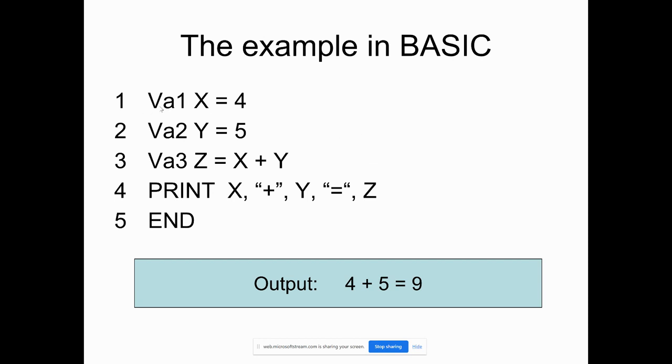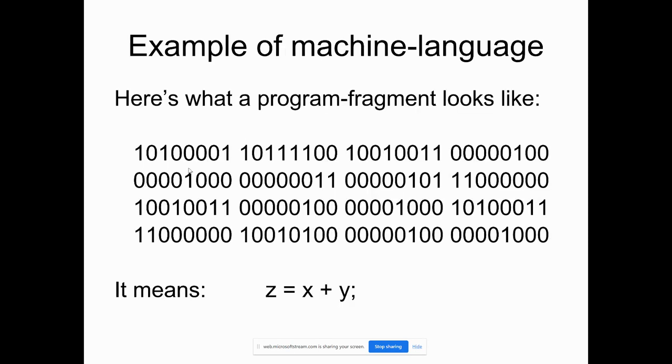Let's say we have variable x equal 4, variable y equal 5, and variable z equal x plus y. So print x plus y equals z. We know variable x is 4, variable y is 5, so 4 plus 5 we have 9. As you can see here, all of these ones and zeros mean z equals x plus y.